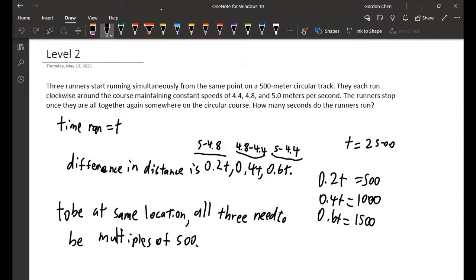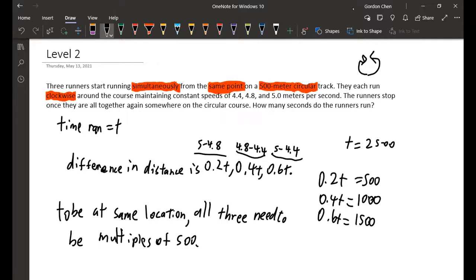Level 2. So we have 3 runners running simultaneously, and they start from the same point, and it's a 500 meter circular track. So they each run clockwise around the course, which means no two of them go in opposite directions. So we have that they have speeds of 4.4, 4.8, and 5.0.